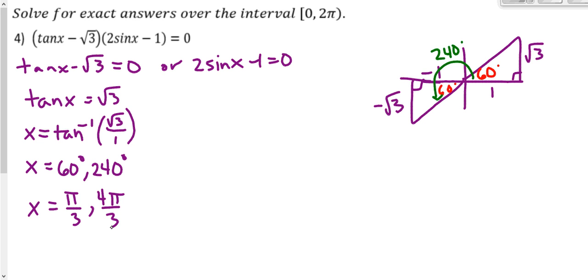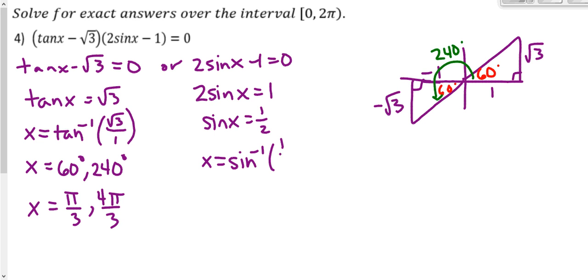2 sine x minus 1 equals 0. Add 1 to both sides. 2 sine x equals 1. Divide by 2. Sine x equals 1/2. And then take the inverse sine. X equals inverse sine of 1/2. The angle whose sine is 1/2.